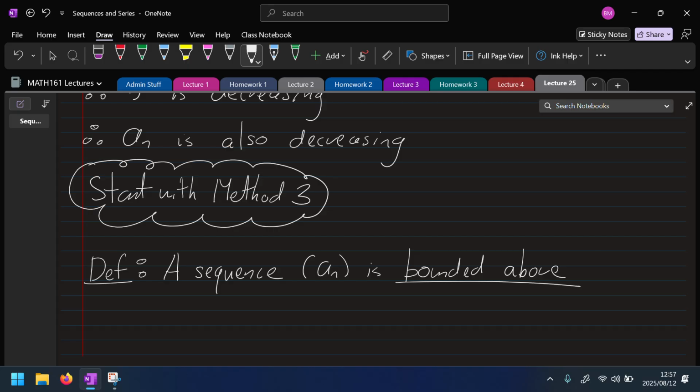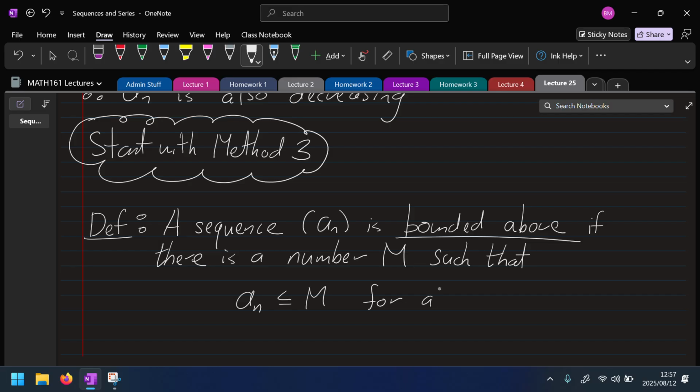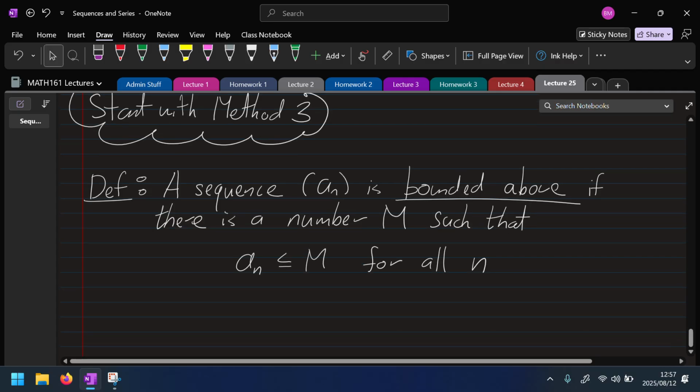So sequence a_n is bounded above if there is a number M, let's say a capital M for bounded above, such that a_n is always smaller than this capital M. Okay. So M we call an upper bound of the sequence.